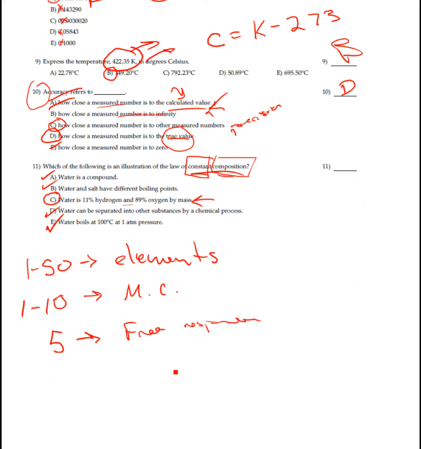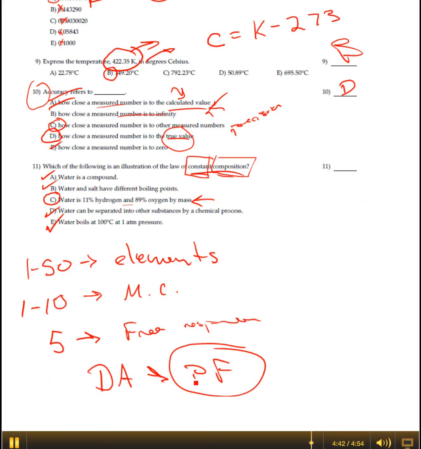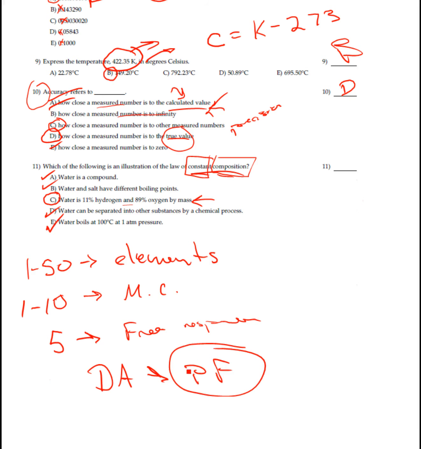Now, what a free response is, it's where you have to do calculations. So mainly dimensional analysis, which means picket fences. This will be the hardest part of the test, but it's completely doable. Remember, picket fence is just a tool we use to keep track of units.